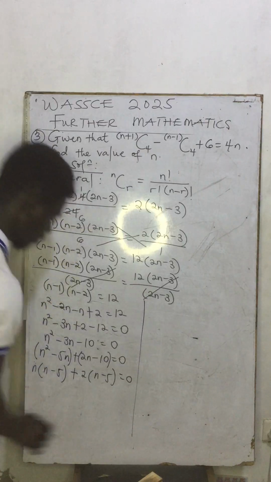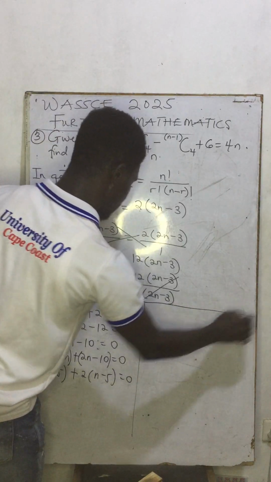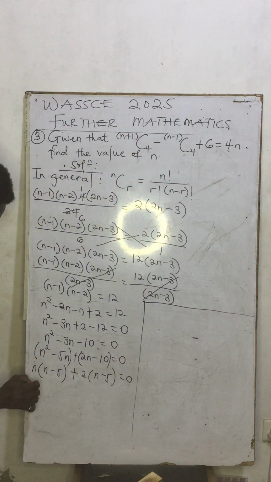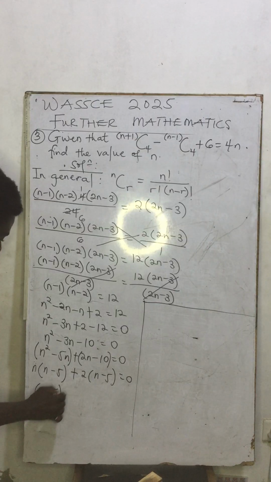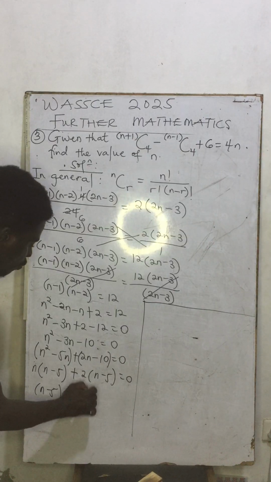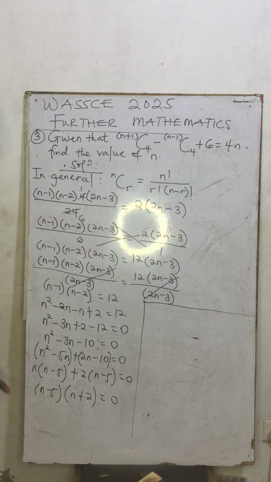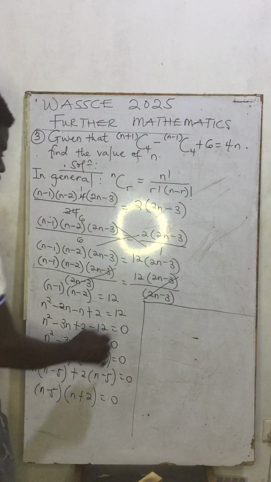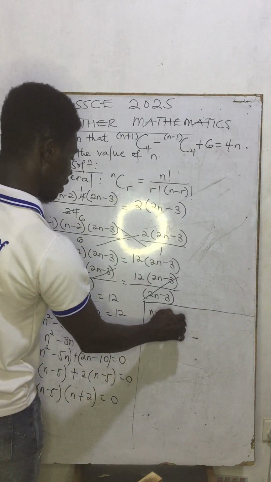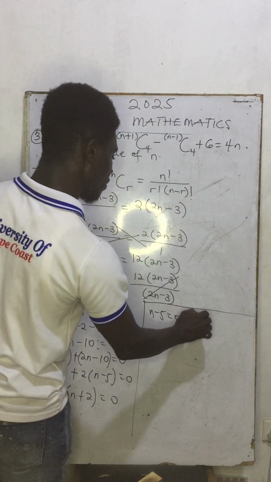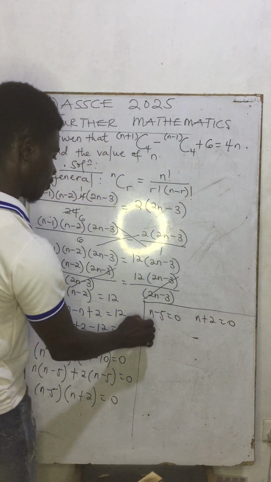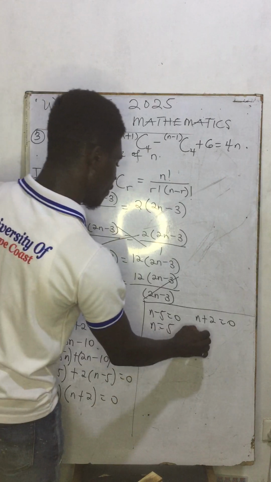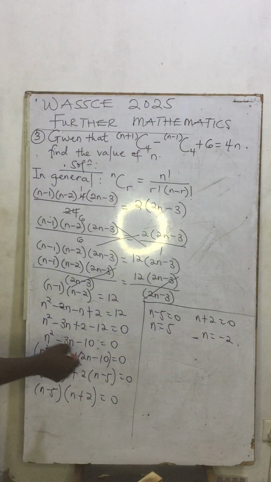Now, let's see for this. We factorize n minus 5 out, so we have what? n plus 2 equals 0. Using the null property, n minus 5 is equal to 0, n plus 2 equals 0. So n is just equal to 5. n equals what? Negative 2.